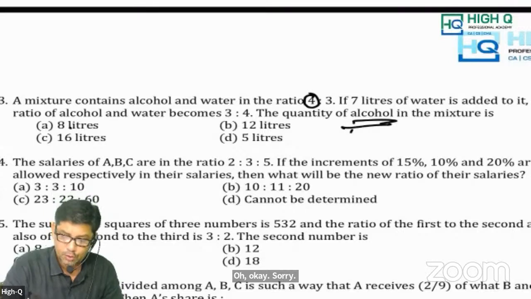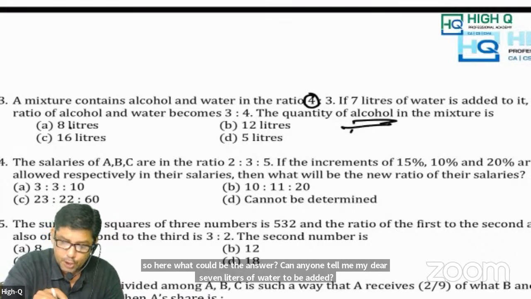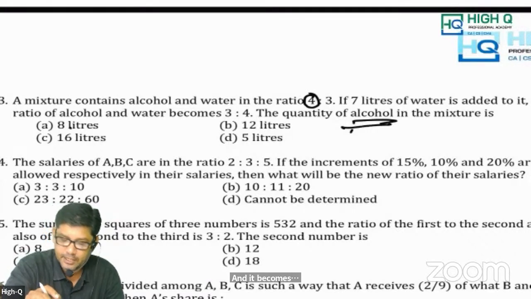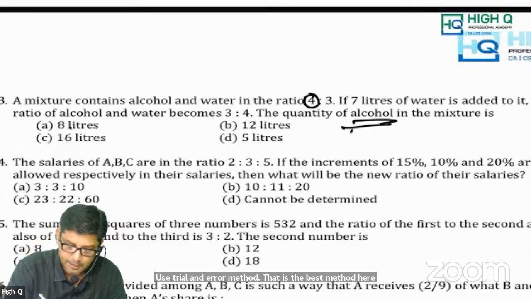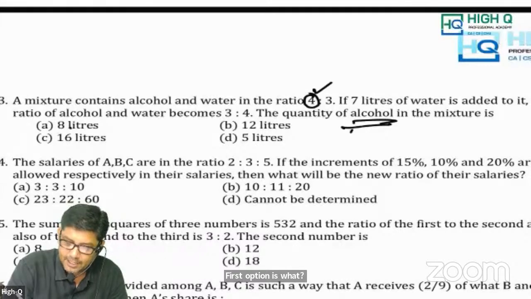Fine. So, what could be the answer? Can anyone tell me, my dear? 7 liters of water to be added. Use the trial and error method. That is the best method here. I'll tell you how to use it. First option is 8 liters. When will I get 8 liters, my dear? When I multiply by 2. So multiply both numbers by 2. 8 and 6. Am I right?